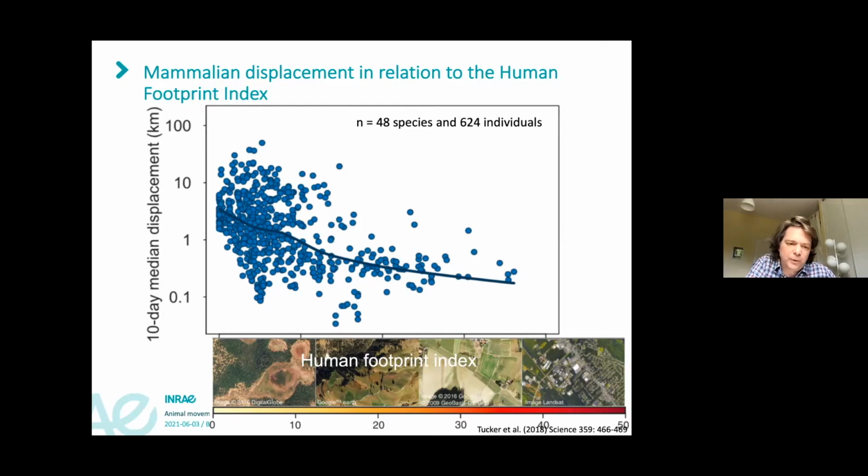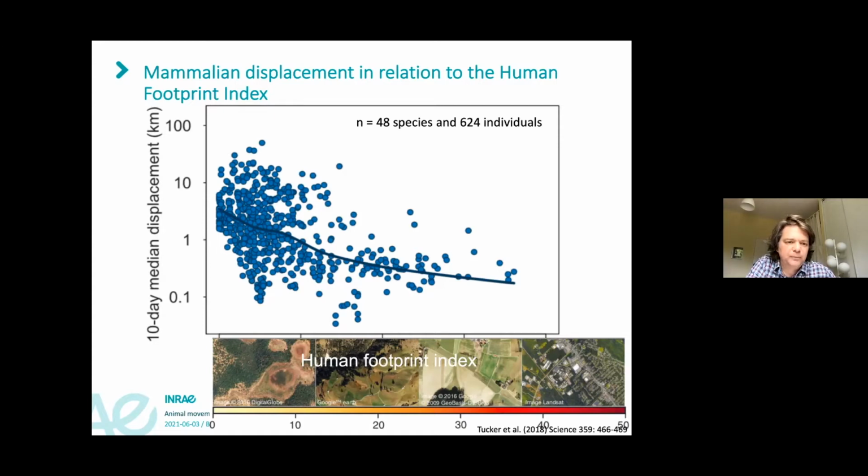This is partly due to the fact that in strongly transformed environments, certain species are not present anymore, in particular large and wide-ranging species. But even within a species, individuals tend to move shorter distances when the human footprint is increased. And for this, there could be different reasons. Either there might actually be more food resources where lots of humans are, and so there's less need to move, or there could be barriers, either physical or behavioral, that lead to reduced movement.